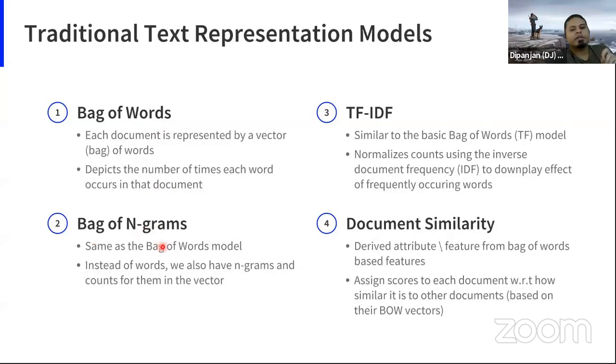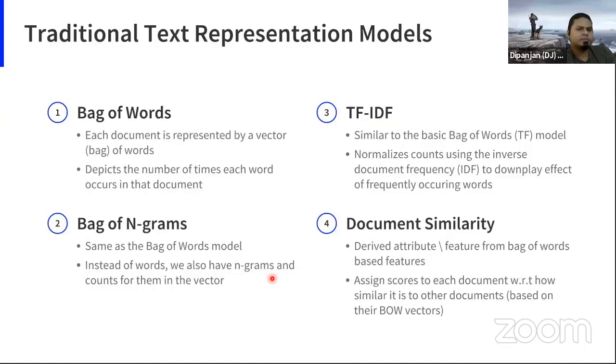Bag of n-grams is very similar to bag of words. The only thing that changes is that instead of considering only words as your features, you can also consider sequences of words. Two words occurring in sequence can become your features in the vector, as can three words in sequence. These are known as n-grams, where two words in sequence is a bigram, three words in sequence is a trigram, and so on.